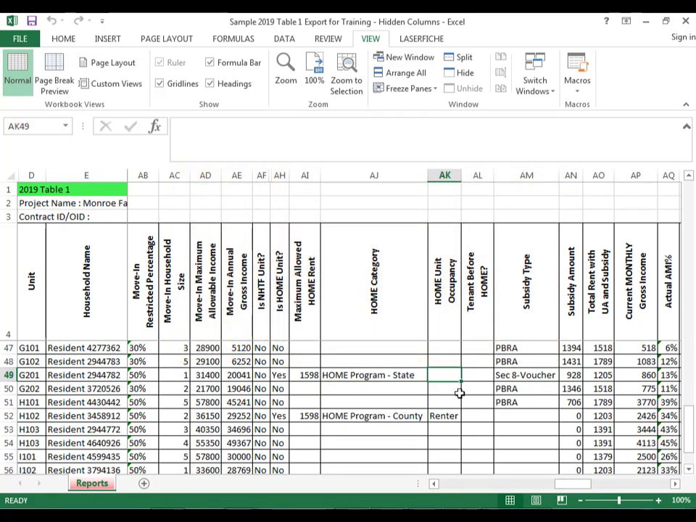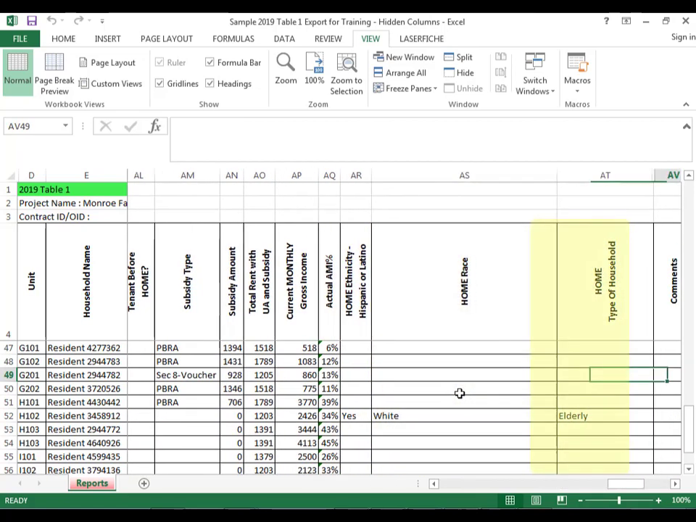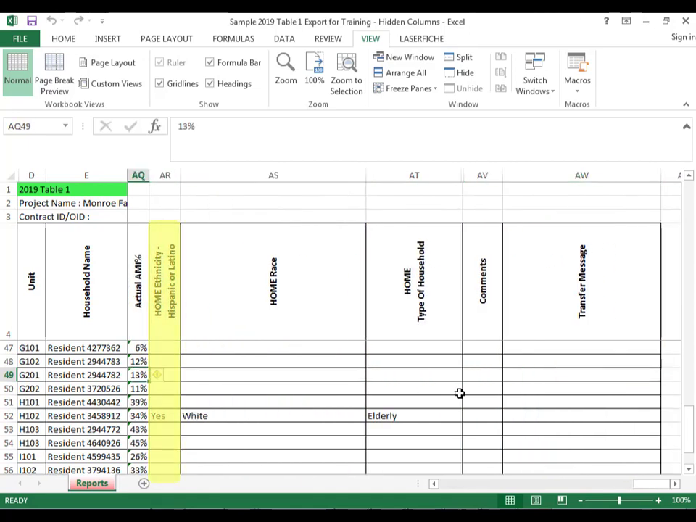The other thing I noticed with this one is the additional home fields. So the home unit occupancy, and if I continue to the right, the home race, type of household, and the ethnicity that was here, those are not filled in. So if you designate a unit as home, you need to fill in all of the applicable home fields.